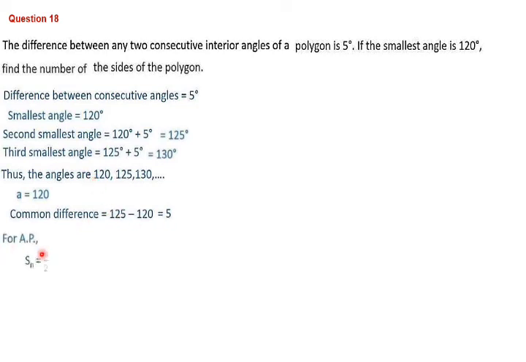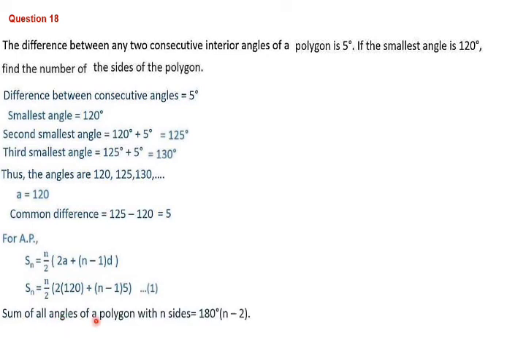For an AP, Sn is equal to n by 2 into (2a plus (n minus 1) into d). This is the sum of n terms formula. Here Sn is equal to n by 2 into (2 times 120 plus (n minus 1) into 5). That is equation number 1 we have marked. For the sum of all angles of a polygon with n sides, there is a formula: 180 into (n minus 2). You might have studied it in lower grades. If you don't know this formula, just memorize it: the sum of all angles of a polygon is 180 into (n minus 2). That means Sn is equal to 180 into (n minus 2). Both are the same.